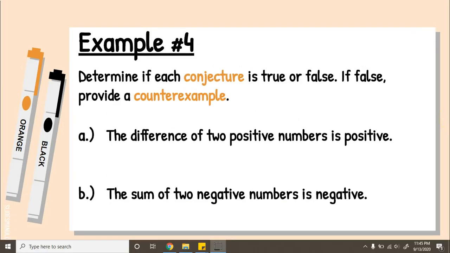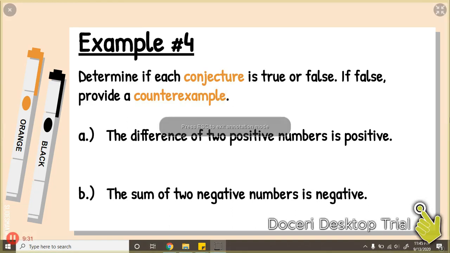For example 4, we're going to determine if each conjecture is true or false. So a conjecture has already been made and we're going to determine if it's true or false. If it's false, we're going to provide a counterexample, or in other words, an example that proves the statement false. So example 4a says the difference of two positive numbers is positive. So we have to determine, is that conjecture true or false? And the way we do that is we're going to look at specific cases to see if we can provide a counterexample, and you're going to see that this one is actually false.